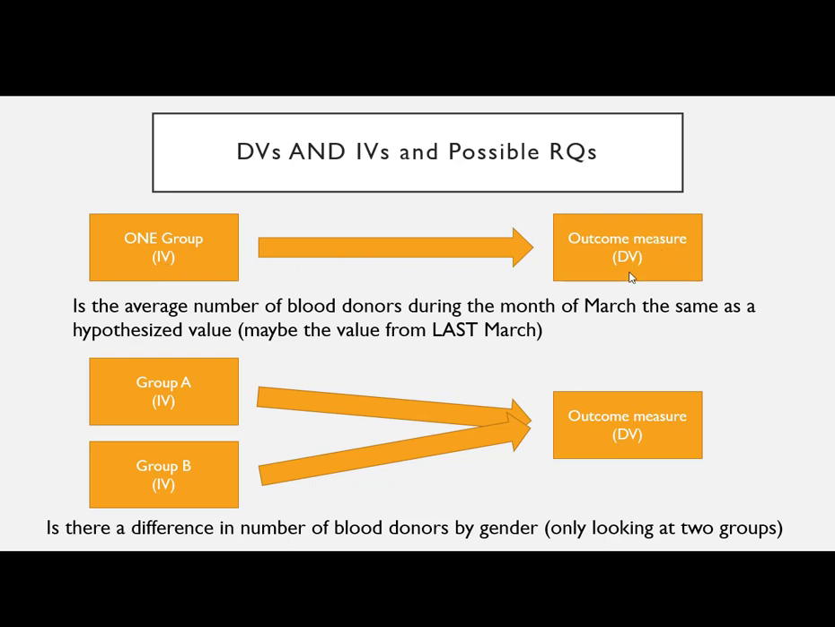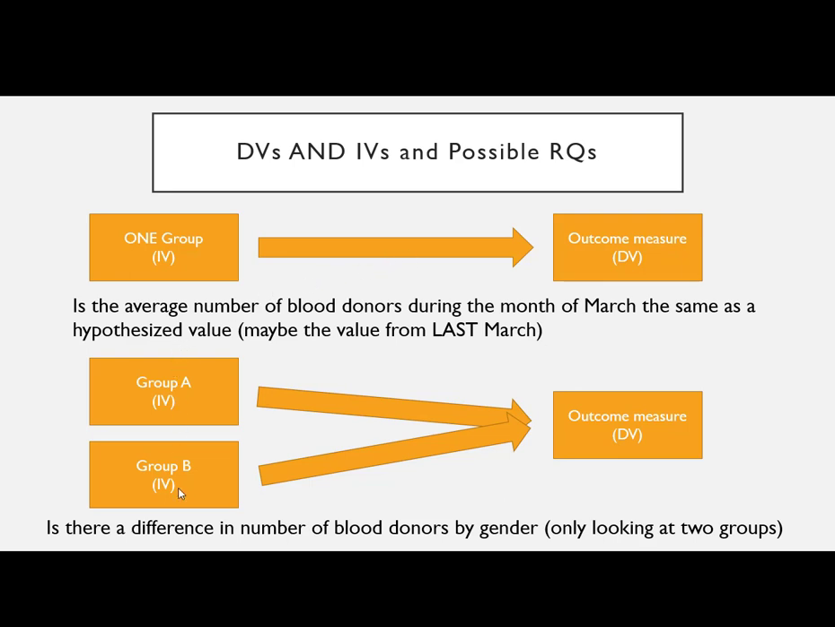We're looking at some outcome measure, the dependent variable, but we're testing it against a hypothesized mean. So is the average number of blood donors during the month of March the same as the hypothesized value, maybe from last March? It's just something that we've pulled out of the air that we want to test against. It could be like the average GRE score or average SAT score for the nation, and I want to see if my group of students is the same or different than that.